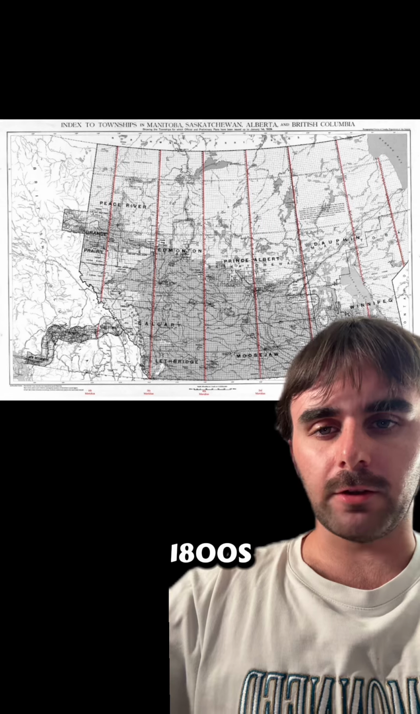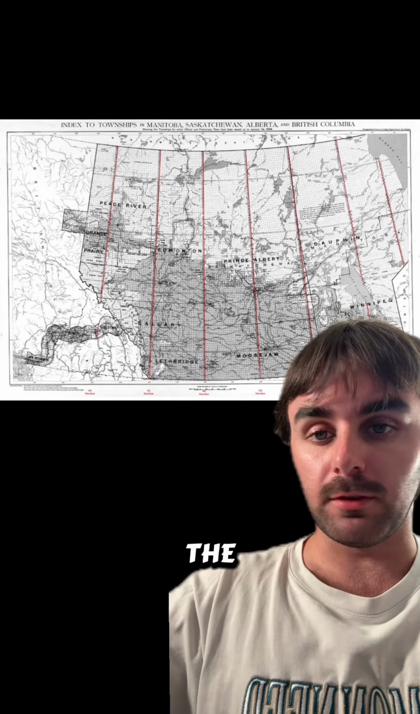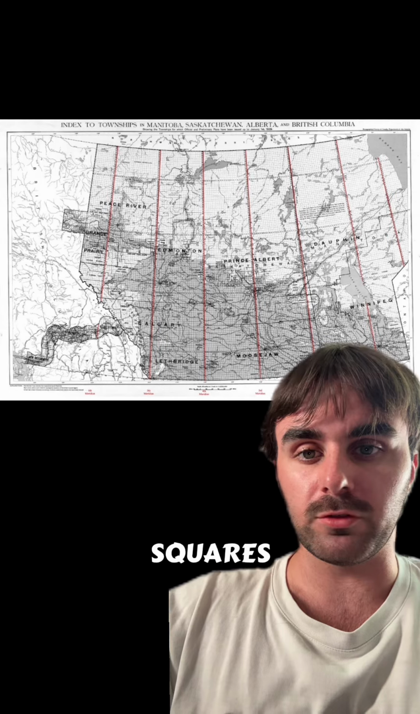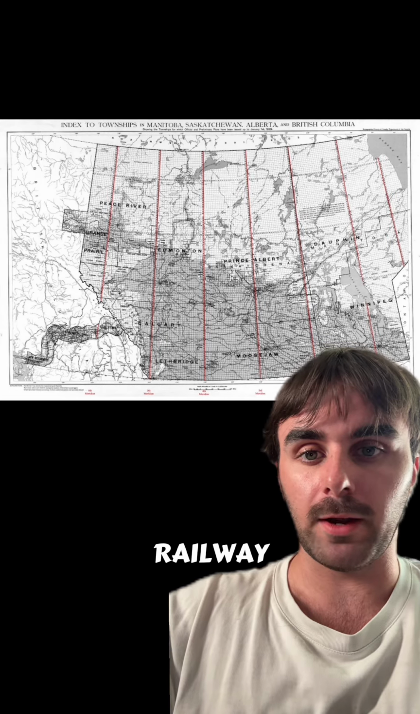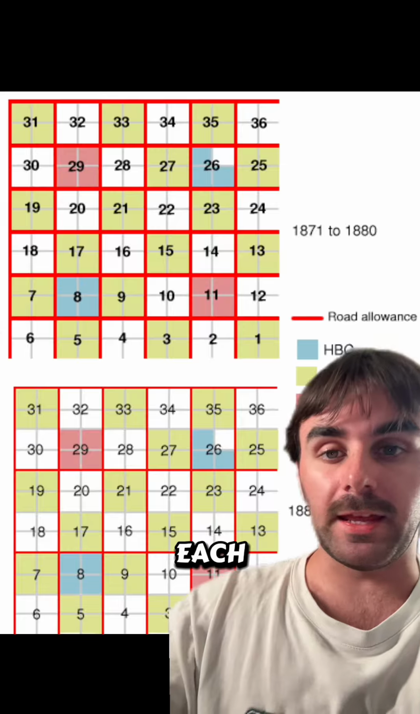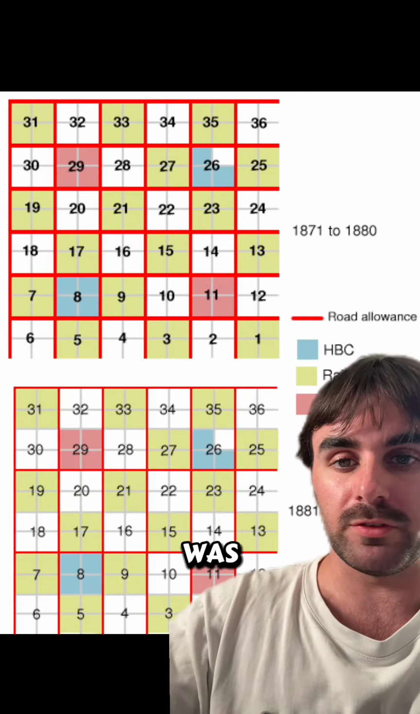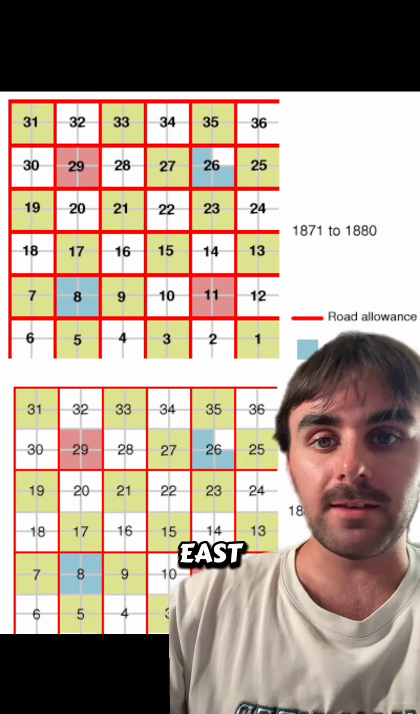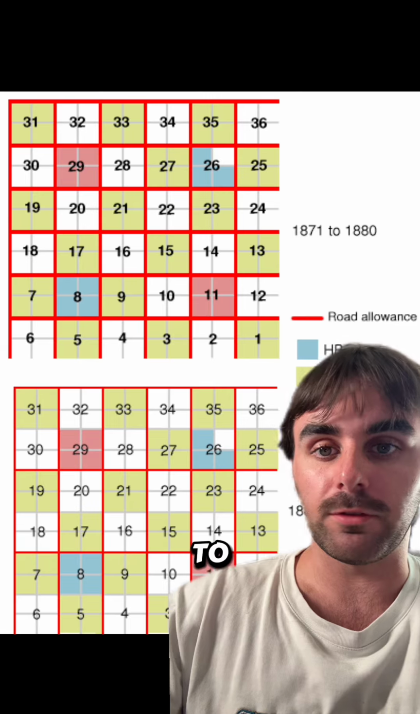Well, in the late 1800s, when Western Canada was starting to be settled, the federal government launched the Dominion Land Survey, or DLS. And its goals were simple: divide the land into small squares so that each town, farm, or railway can be organised efficiently. And each square was called a township, which was 6 miles by 6 miles in area. The grid used latitude lines running east to west and longitude lines running north to south.